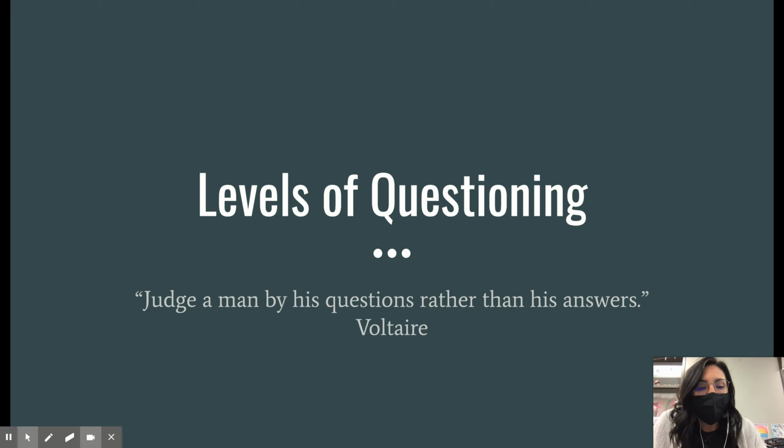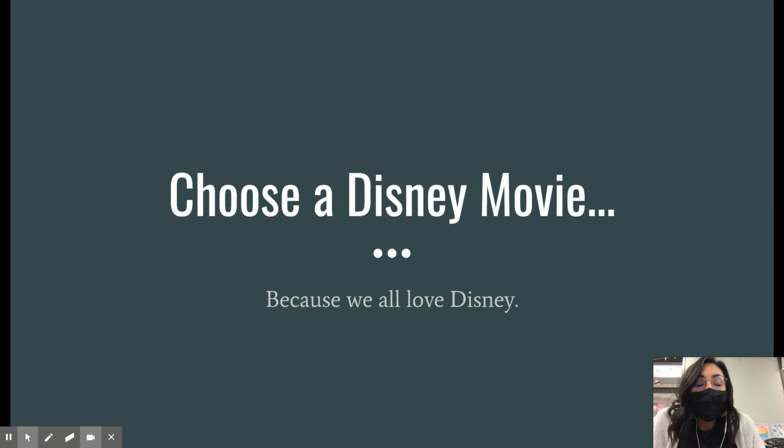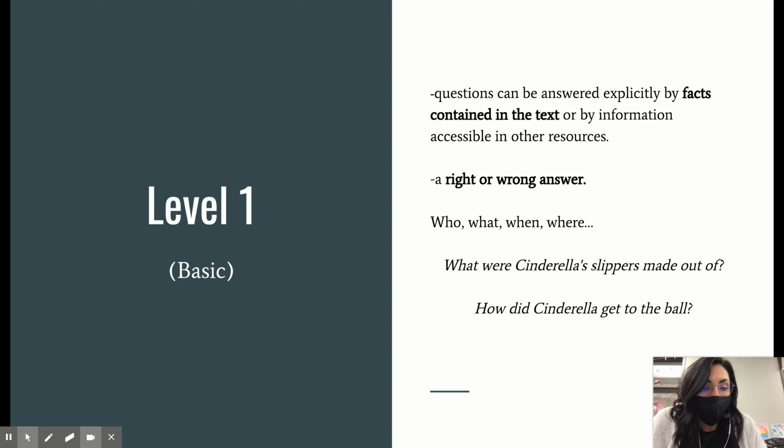So today we're going to talk about levels of questioning so that you can understand our expectations as you are creating questions, both for your textbook reading and as we dive into more literature in the future. I want you to think about a Disney movie, and you can pause this workshop at any point. I'm going to use Cinderella as my example, so choose something other than Cinderella. Once you've got that chosen, we're going to talk about 3 levels.